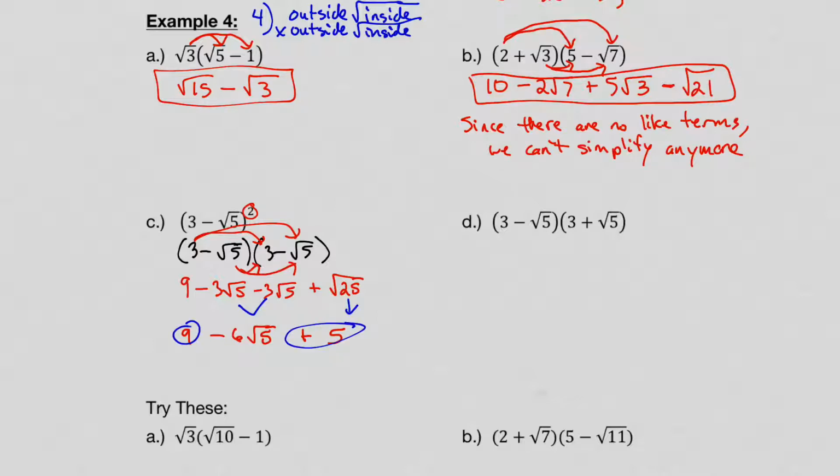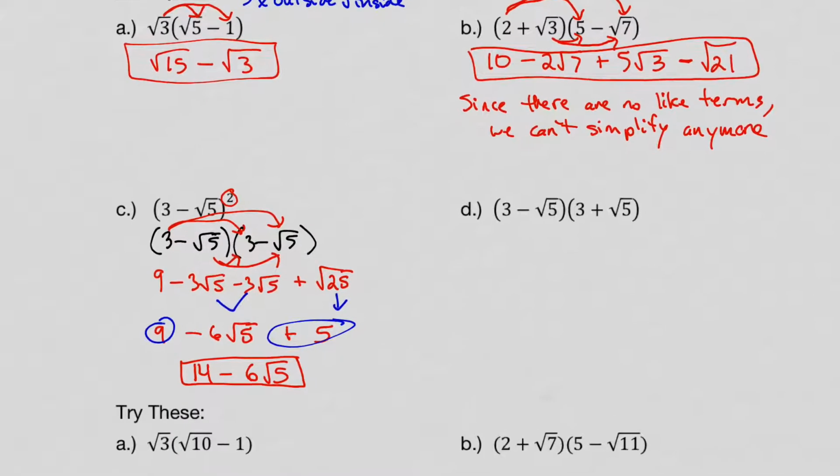So the final answer is going to be 14 minus 6 radical 5. Okay. So there's kind of a lot going on there. You'll have a chance to practice on your own in a minute. Let's do one more over here.